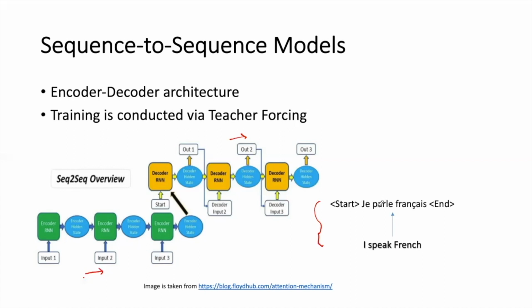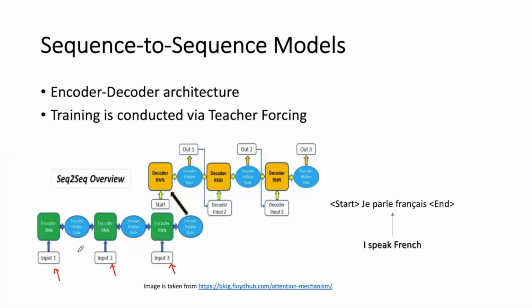In this context, let's start with the encoder part. This section is the encoder part, and this part is the decoder. To start with, in the encoder, the input sentence is first tokenized, and each word is sent one at a time. So we have input one, input two, input three. These are the three words in the input.